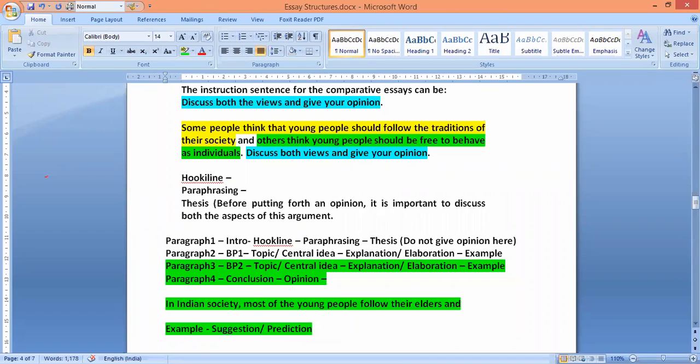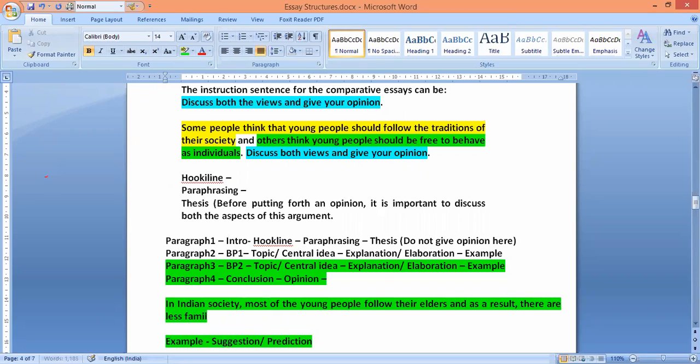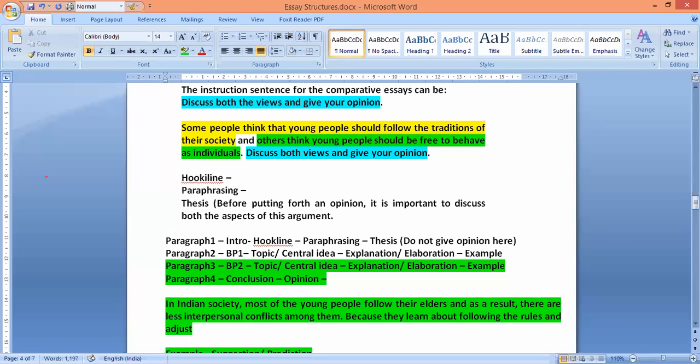and as a result, there are fewer family disputes and personal conflicts among them, because they learn about following the rules and adjustment in their initial years, or you can say from a young age. So you can give this kind of example.